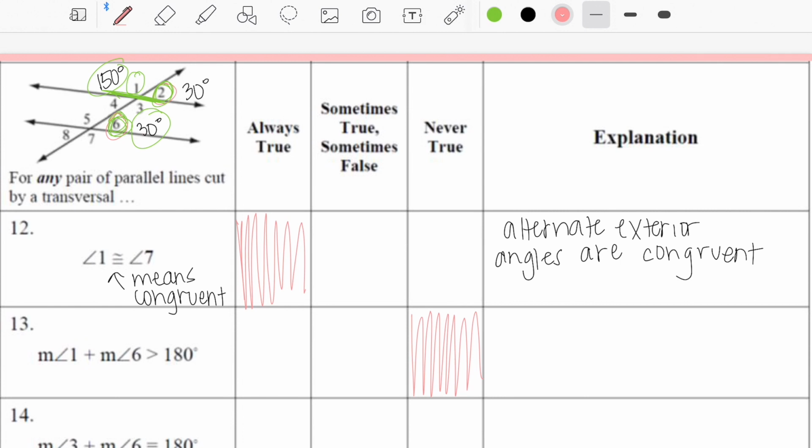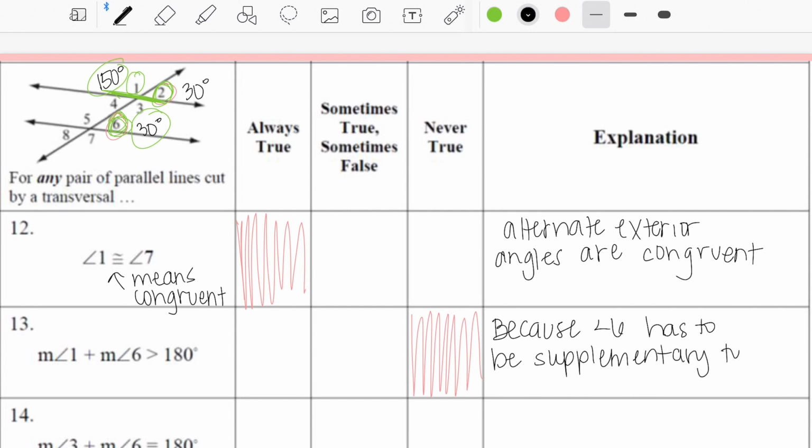And we can say with our explanation that it will never be true because angle 6 has to be supplementary, remember, forming 180 degrees, to angle 1.